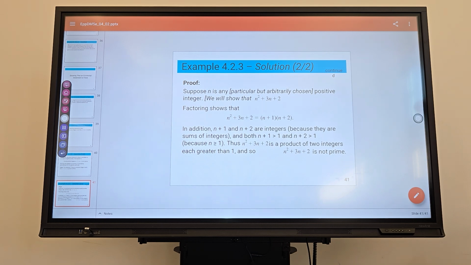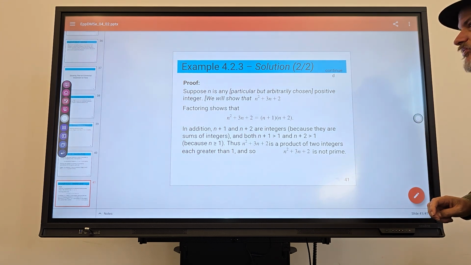Suppose that n is any positive integer. Factoring shows that n squared plus 3n plus 2 equals (n plus 1) times (n plus 2). In addition, n plus 1 and n plus 2 are integers because they are sums of integers. And both n plus 1 is greater than 1 and n plus 2 is greater than 1 because n is greater than or equal to 1. Thus, n squared plus 3n plus 2 is a product of two integers each greater than 1. So, the expression does not yield a prime number.